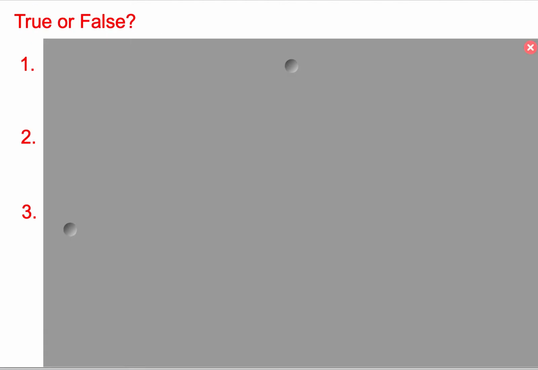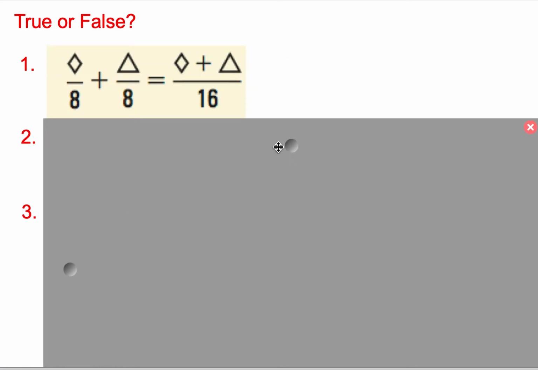Okay, true or false? Diamond over 8 plus triangle over 8 is diamond plus triangle over 16. Think about whether that one's true or false for a moment. It is false. The reason it's false, if you have a common denominator, when you add these, you would not get a 16, you'd get the 8 on the bottom. It would be just common to the other denominators.